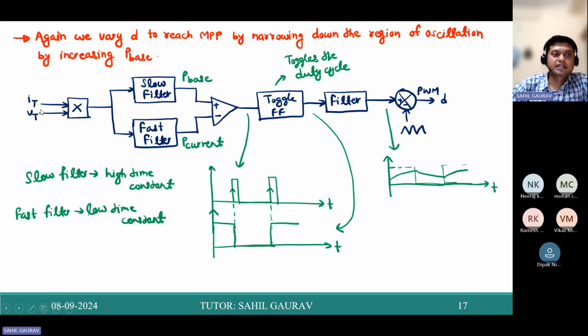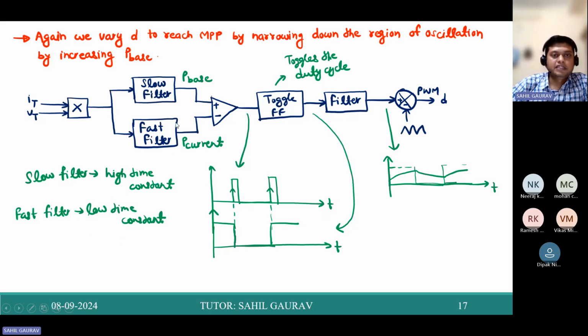Here you are sensing the current and voltage, and they get multiplied. We are using two filters, a slow filter and a fast filter. The slow filter has a high time constant, and the fast filter has a low time constant.